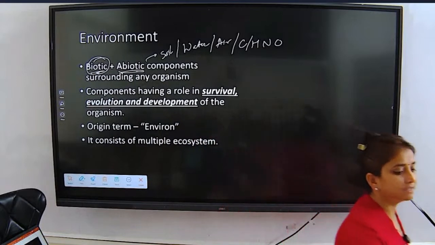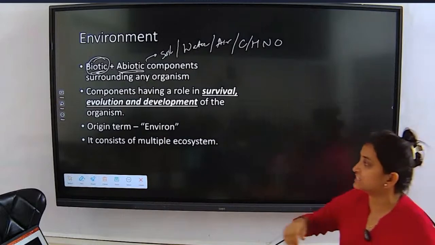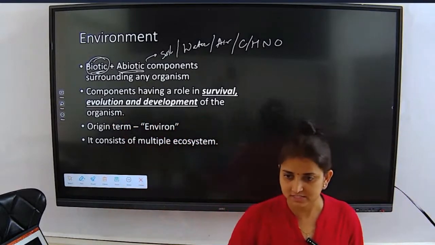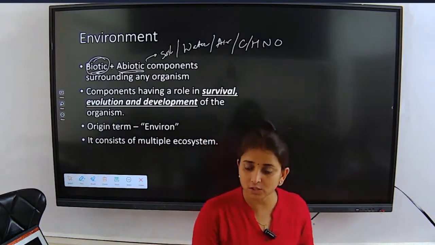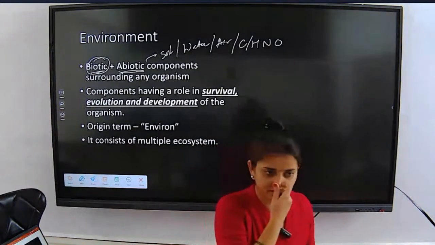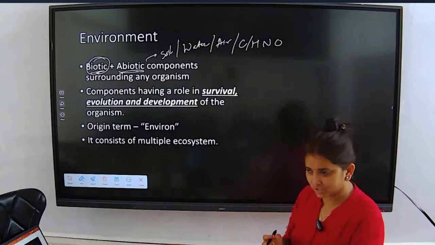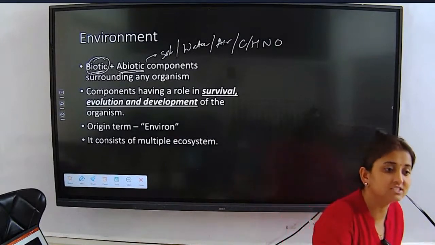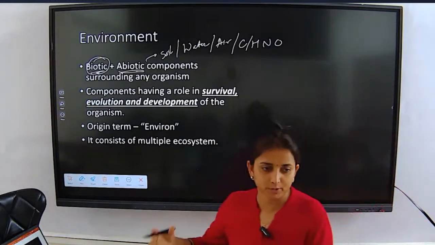Now, every component will have a role in survival, evolution, as well as development of that organism. For example, this chair, this light, this fan, all of these are contributing to your evolution, let's say, your knowledge increase. But ultimately these are helping you as an organism to survive, right? So we call this an environment, which consists of biotic as well as abiotic components, which together help the organism to evolve, to get nutrition, or to reproduce.